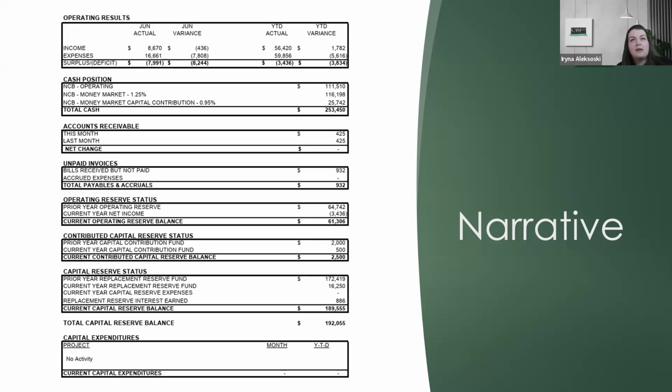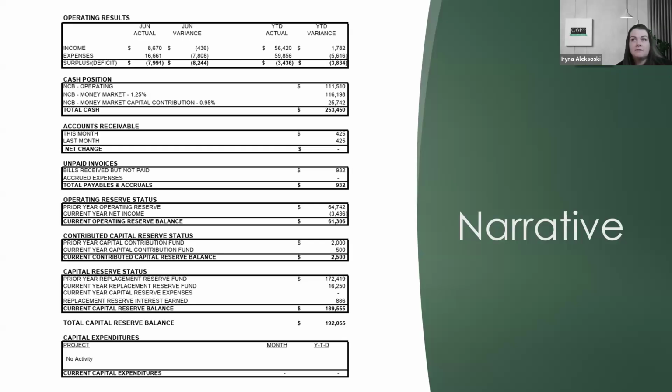On the top, you'll see the operating results, the first box. This is basically a summary of your income statement. So, a very short summary, you're just going to see the income for the month and the variance, as well as the year-to-date income and the variance. And then the same thing for expenses. You're going to see the month-to-date and then the year-to-date numbers.